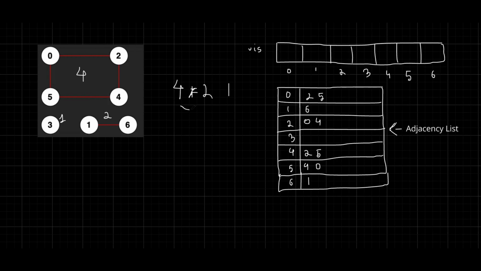Now, if we multiply these two values, that means 4 into 2, we will get 8. And if we multiply these two values, we will get 4 into 1, which is 4. And if we multiply 2 and 1, we will get 2. So in total, there are 14 pairs of nodes which are unreachable to each other.